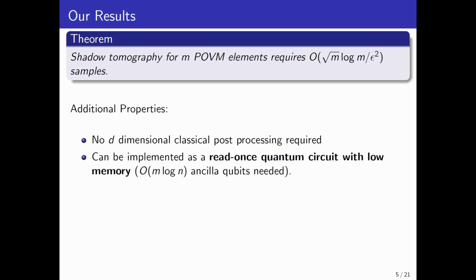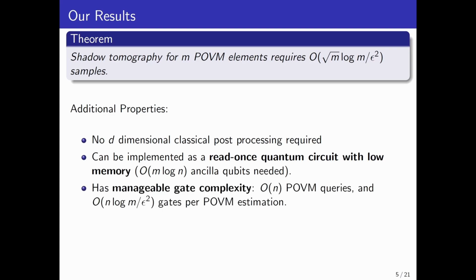Next, our algorithm can also be implemented as a read-once quantum circuit, where the copies come one at a time and the working space is limited to just m log n ancillary qubits, n being the total number of copies. Finally, the gate complexity is also bounded with only n queries to the POVM circuit and n log m over epsilon square copies per estimation.